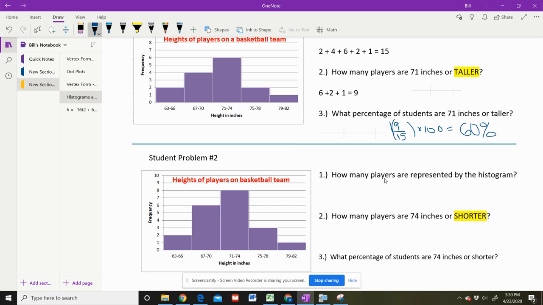You're going to figure out how many players are represented by this histogram, how many players are 74 inches or shorter, right? So that's why I highlighted that. This one up here was taller. This one's going to be shorter. So think about that when you're doing the problem. And then it wants to know what percentage of students are 74 inches or shorter on the basketball team. So I will stop and let you guys answer those problems.